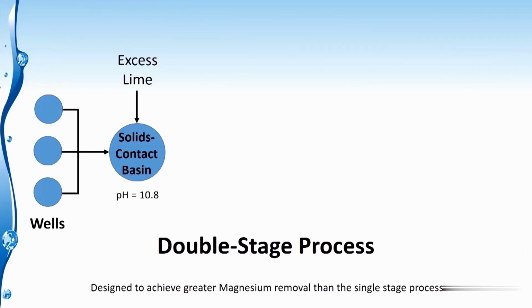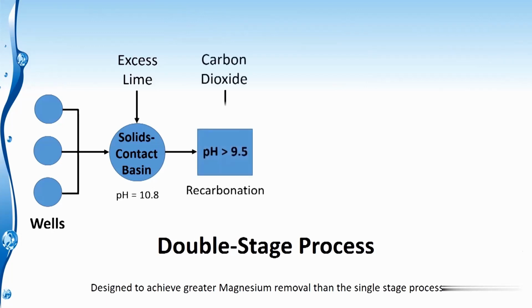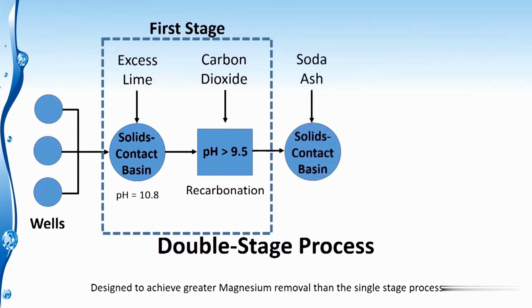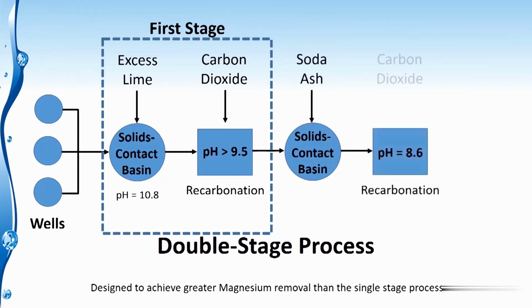After that process, it goes through a recarbonation process where we bring the pH down, but we don't want to lower it below a pH of 9.5 because at 9.4, 9.5, that range is where the calcium begins to precipitate out. So in this first stage, we raise the pH to 10.8, and that's primarily to deal with the magnesium in the water. And then we move on to the second stage of our double stage process, and we send it to another solids contact basin where we add soda ash. Then we send it through a recarbonation process again.